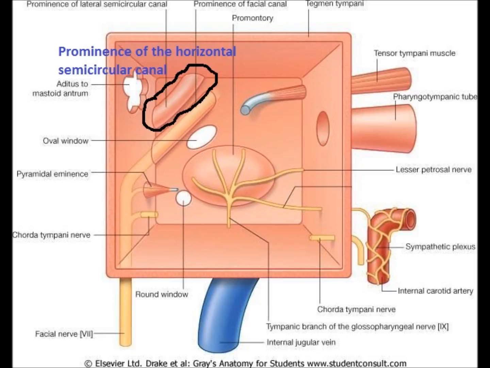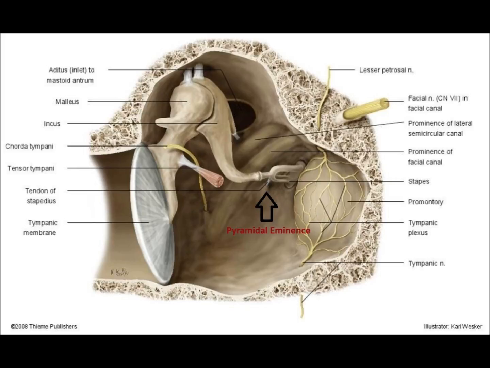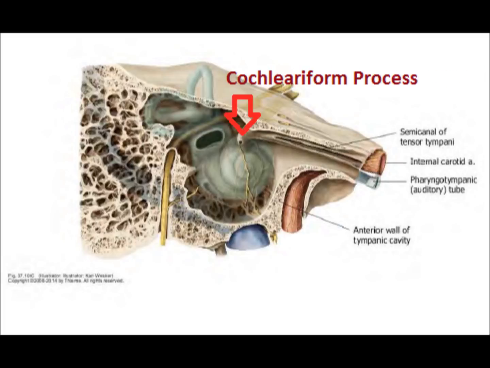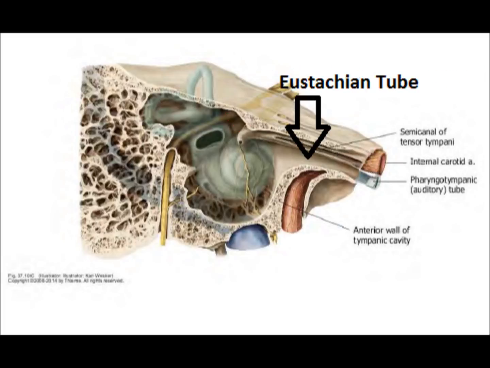On the posterior wall reside the pyramidal eminence, the chorda tympani nerve, and the fossa incudis. And on the anterior wall reside the canal of the tensor tympani muscle, the cochleariform process, and the entrance of the eustachian tube. The other 2 walls are of less importance to the process of hearing.